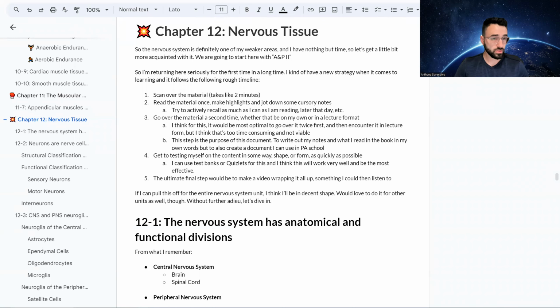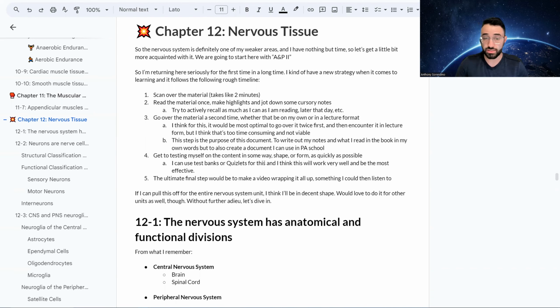Okay, so this is going to be chapter 12, nervous tissue. And this is really the first time I'm going through this new strategy of scanning over the material once, just reading the chapter section titles, looking at facts and figures, which takes about 2 minutes. And then reading through the material, making highlights, jotting down some notes in the book, in the iPad, trying to do some active recall here and there.